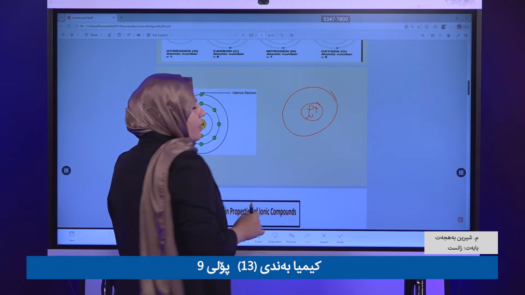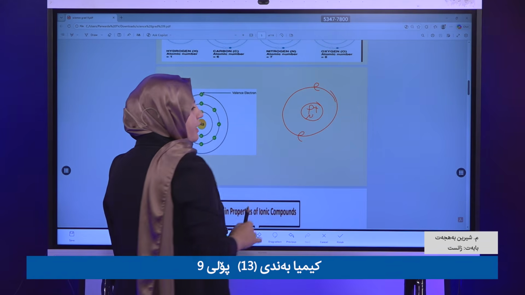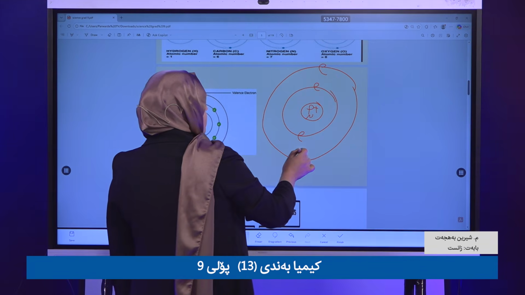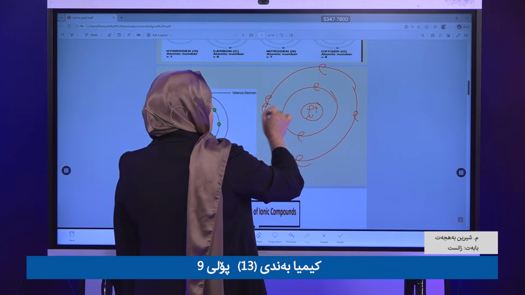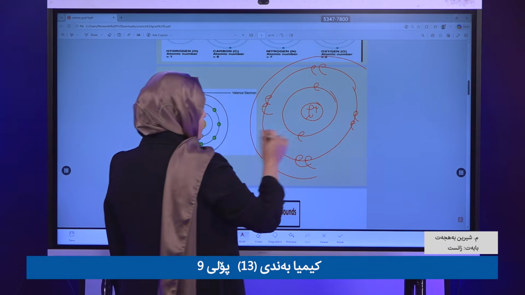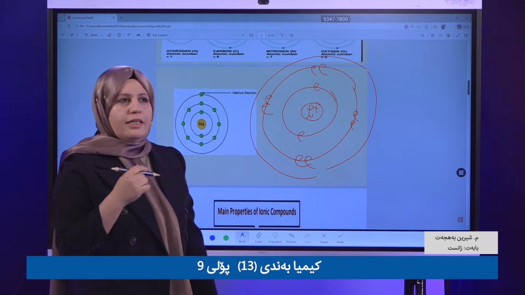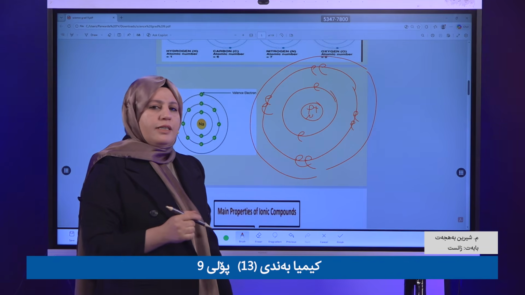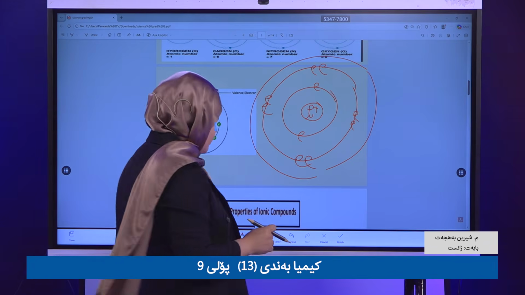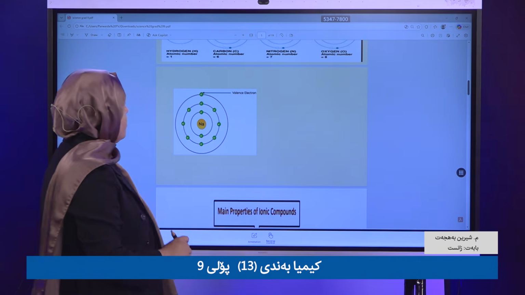The first shell is full with how many electrons? 2 electrons, okay? What about the second shell? It is filled by how many electrons? 8 electrons, okay? The last one, the third shell, is followed by how many electrons? It can be full with 16 electrons, but it's okay if it has 8 electrons. It will be half full. Clear?